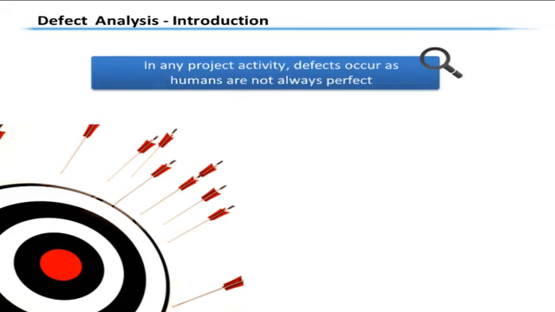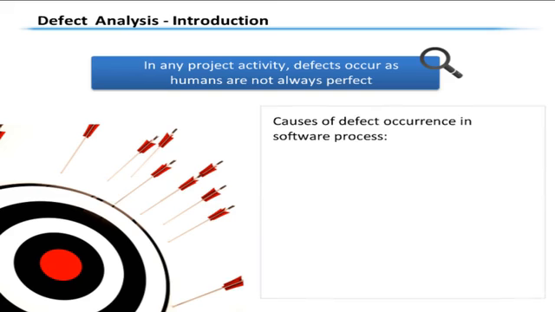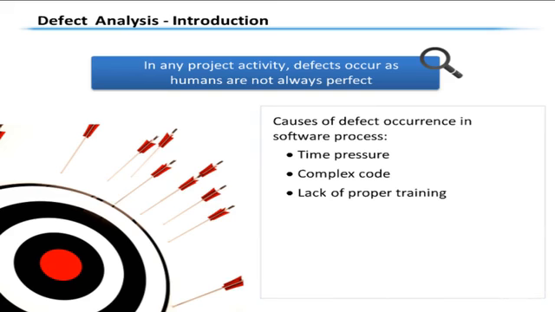Defect analysis, an introduction. In general, a defect can occur because of human errors. Some of the general observed causes behind defect occurrences in software processes are time pressure. Most of the time, software projects need to be completed within a fixed timeline. This may create time pressure in people's minds. Also, the code complexity. It may cause errors in the functionality. We could also look at lack of training. That's the most common cause behind defect occurrences. So, management should properly train the employees while deploying the software projects.